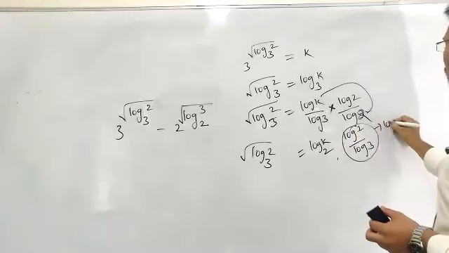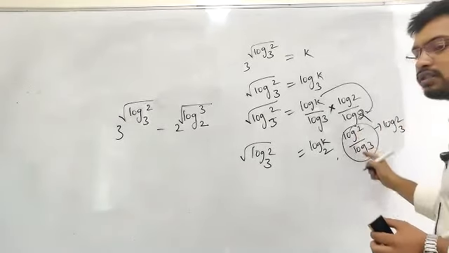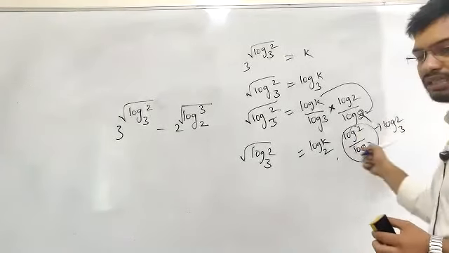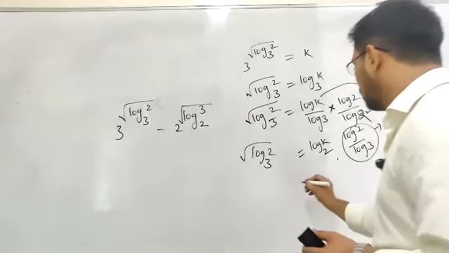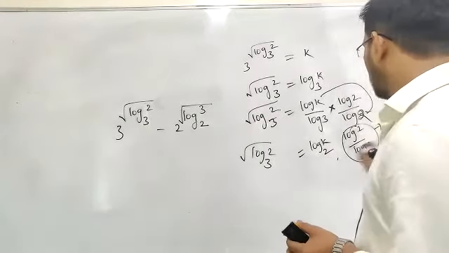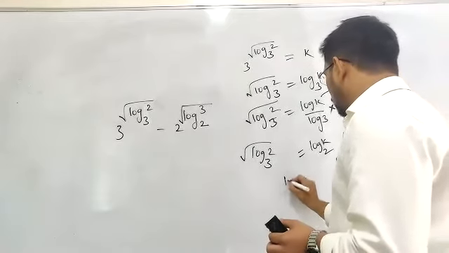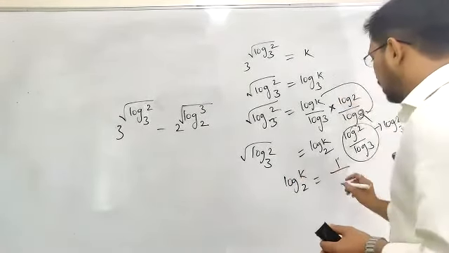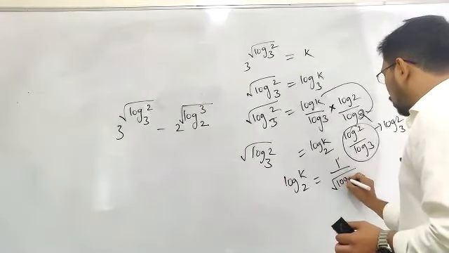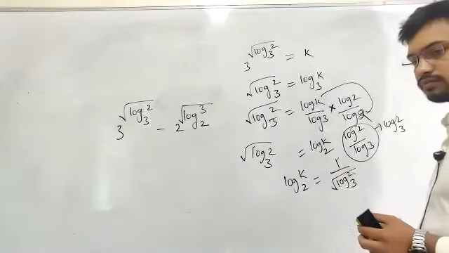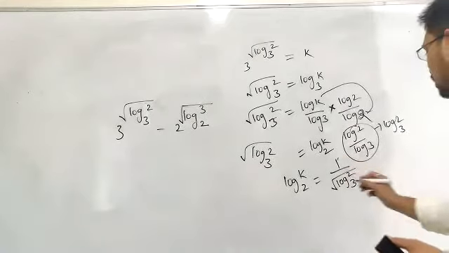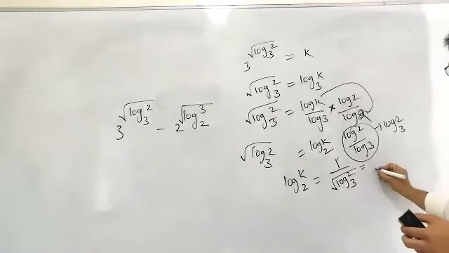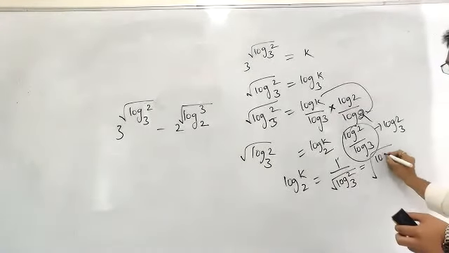This part is again log 2 base 3, log 2 by log 3. Removing the base, I write it again as log 2 base 3. Now you see. So finally what are you getting? You'll be getting log k to the base 2 is 1 by under root of log 2 base 3. Same. Now this part I can write as under root of log 3 by log 2.